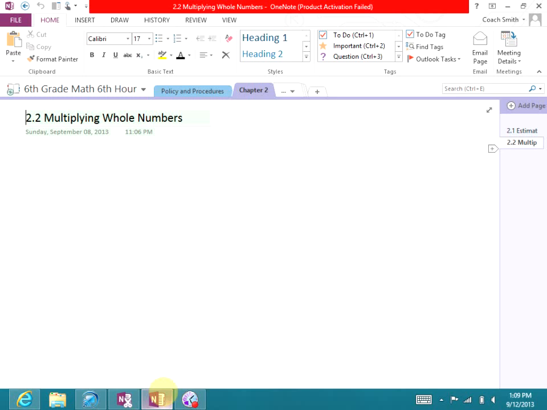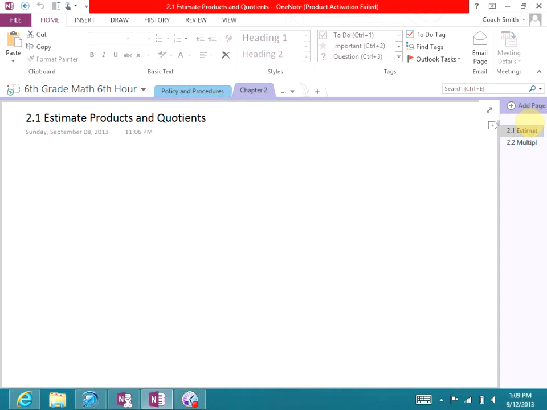All right. Today we're going to cover actually two different sections. We're going to talk about estimating products and quotients. We've sort of talked about this a little in the previous sections. And then the main one that we're going to focus on is 2.2. I want to look at 2.1 because we talked about estimation the other day in the section on rounding.